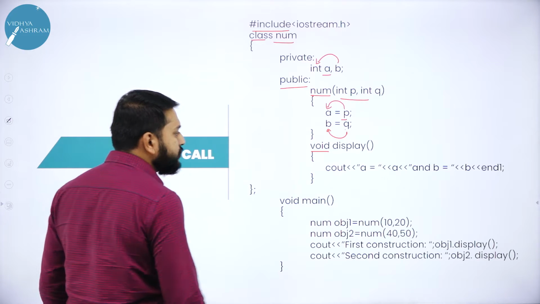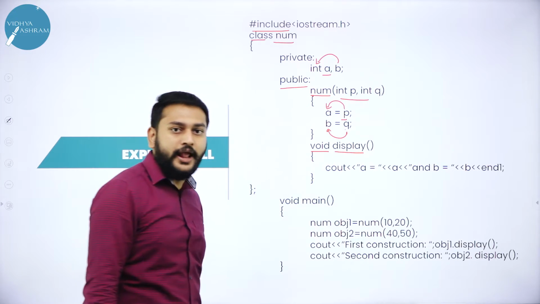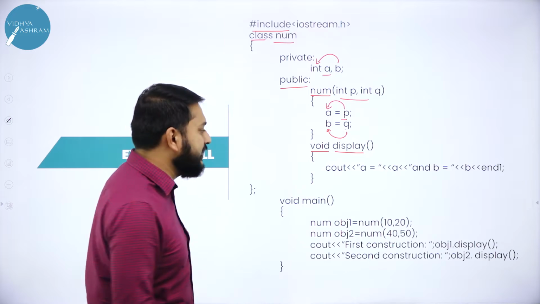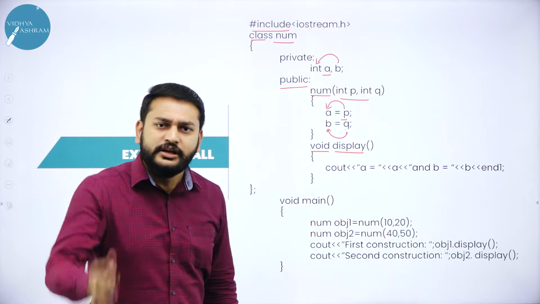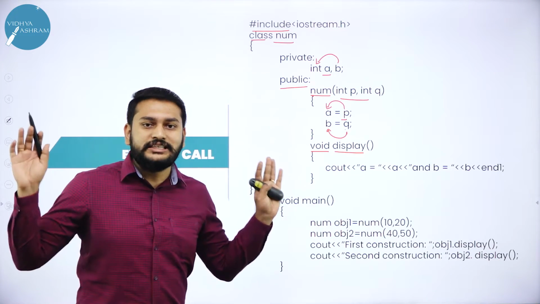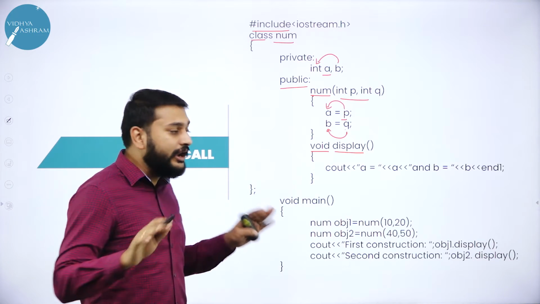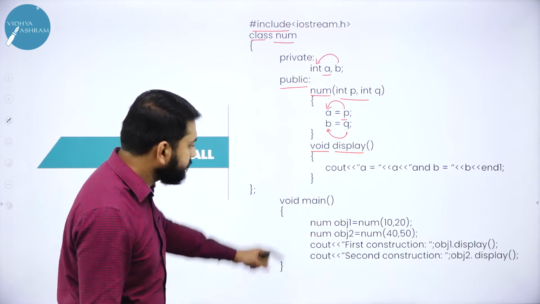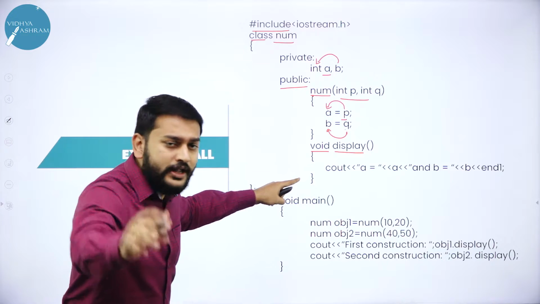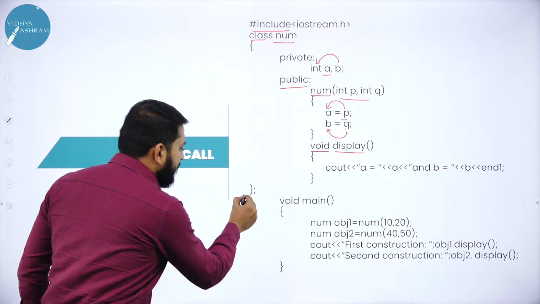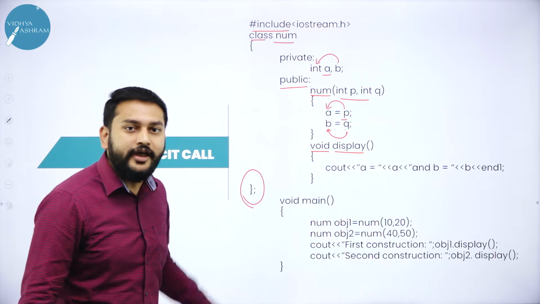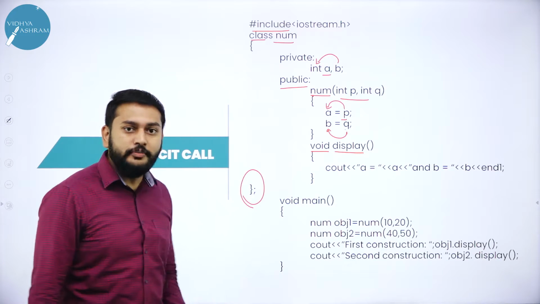What is the name of the function? The name of the function is display. Let us understand what is there inside the display function. I'm just trying to print the value of A and B. That's it. I'm not doing anything else. There is no great thing inside this function. After that, I will close it. Once I'm done with this function, I will close this class. Hope all of you know this. I will close this class and get into the main function.